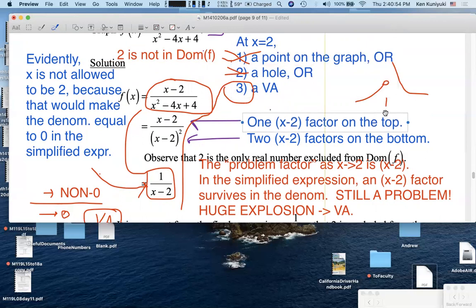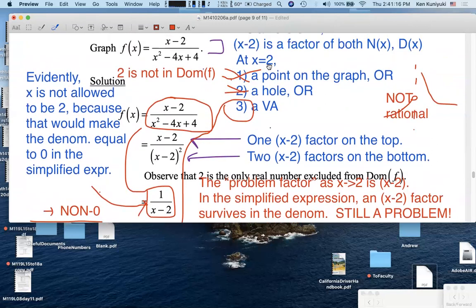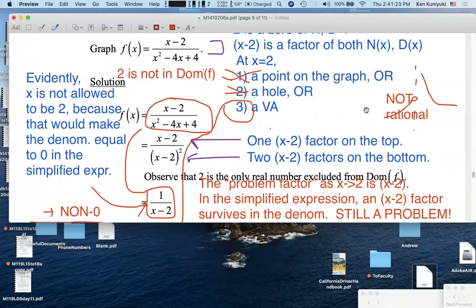It would be more like an open endpoint. We could have something like that for a function. The thing is, though, a guy like this would not be rational. Right. For a rational graph, you can only have one of these at x equals a given real number, either a point on the graph or a hole or a VA. It's one of these 3. If you don't have a rational graph, you could have various things going on.